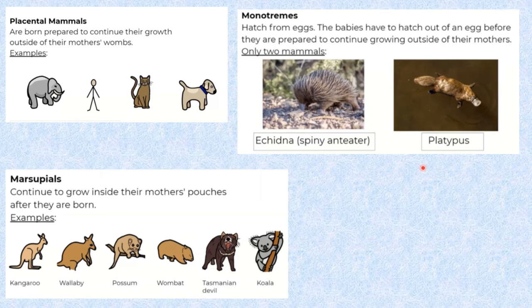So they are different to other creatures that hatch in eggs, like birds or like amphibians and insects because they don't go through a metamorphosis stage. Well, birds don't go through that either, but they hatch out as little versions of the adult. So we have the echidna, or otherwise known as the spiny anteater, and the duck-billed platypus. And those are mammals, but they lay eggs. How strange.